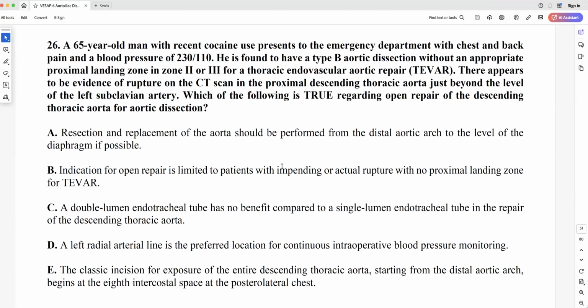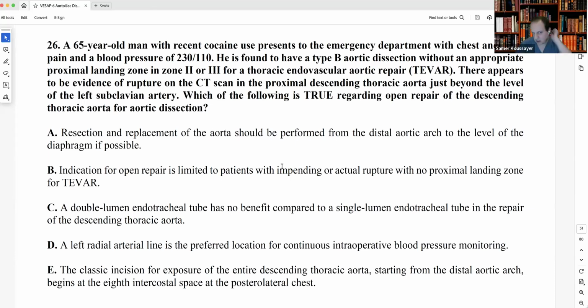A 65-year-old man with recent cocaine use presents to the emergency department with chest and back pain and a blood pressure of 230/110. He is found to have a type B aortic dissection without any appropriate proximal landing zone in zone 2 or 3 for the thoracic endovascular aortic repair. There appears to be evidence of rupture on the CT scan in the proximal descending thoracic aorta, just beyond the level of the left subclavian artery. Which of the following is true regarding open repair of the descending thoracic aorta for aortic dissection?